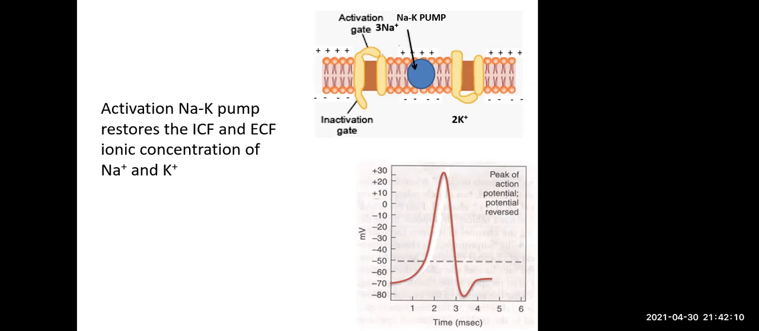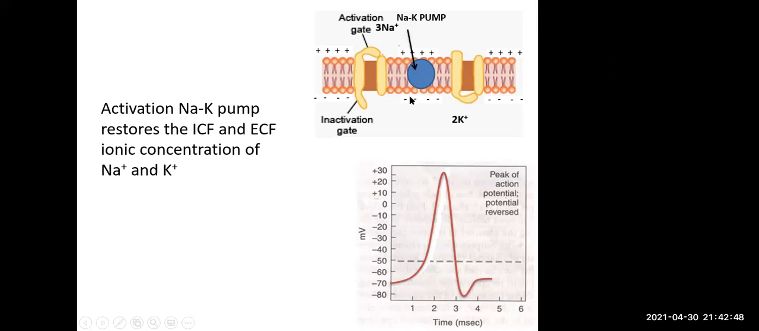Why is that pump required here? Even after depolarization, with the entry of sodium inside and the movement of potassium out, the normal concentration of sodium is less inside and more outside. The normal concentration of potassium is more inside and less outside. Even after the movement, that concentration remains the same. That's why we require a sodium potassium pump here.